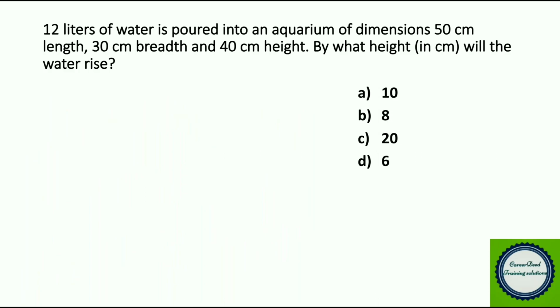12 liter of water is poured into an aquarium of dimension 50 centimeter length, 30 centimeter breadth and 40 centimeter height. By what height in centimeter will water rise? So you have an aquarium of shape cuboid, right? So it is actually a cuboid. So length is 50 and breadth is 30 and height is 40. So you have an aquarium like this, right?